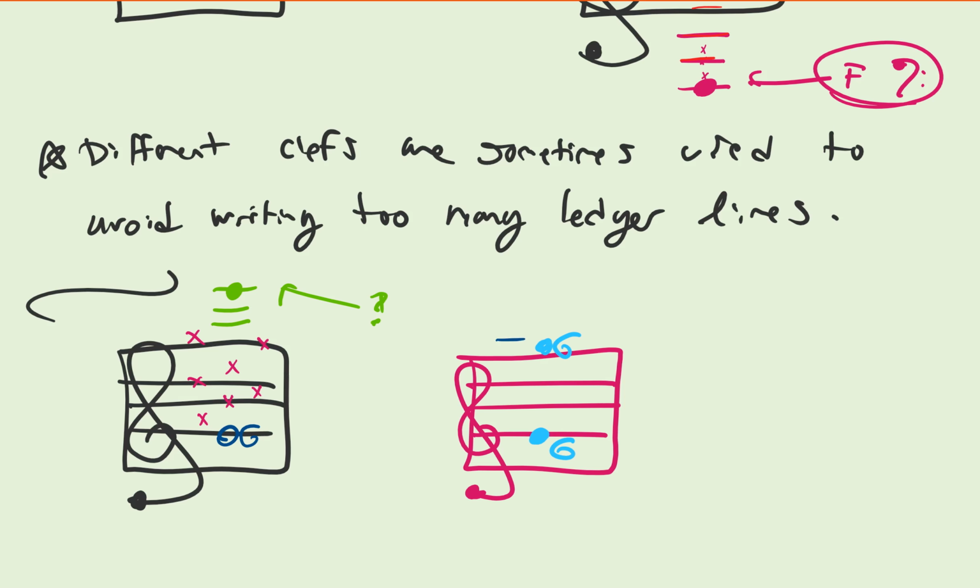So this is going to be A. Above it is going to be B. Then it's going to be C. Then it's going to be what? D. And then E is going to be the next ledger line. So this line corresponding to here would be an E.